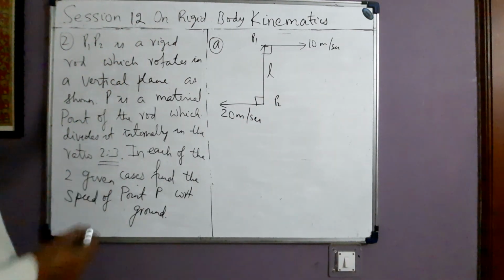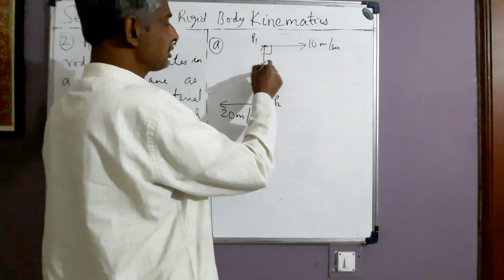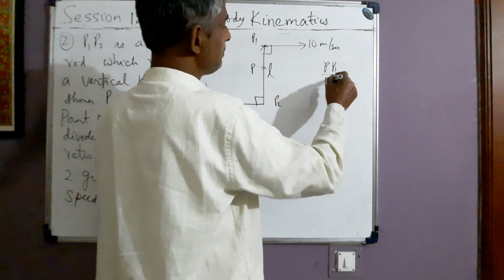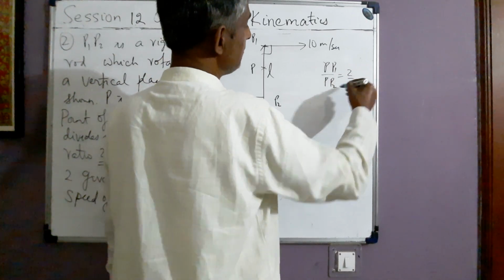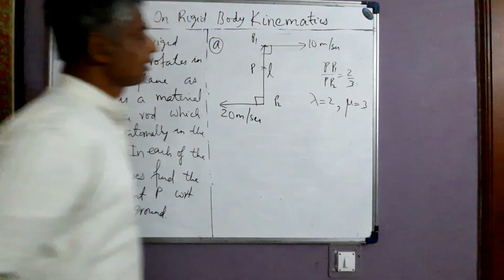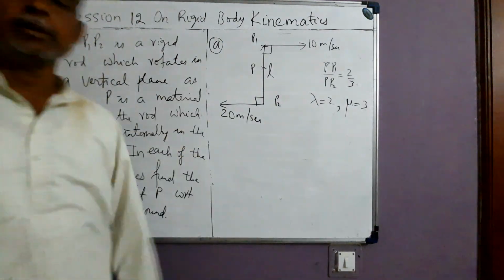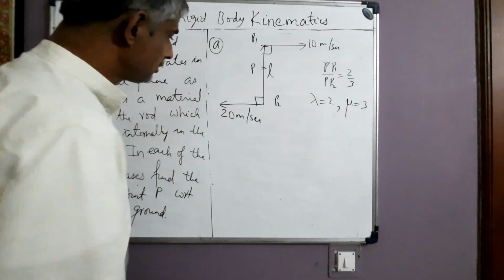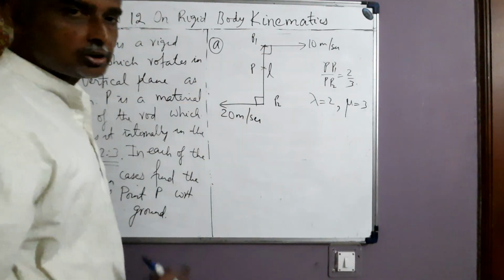P divides it internally in the ratio 2:3, sorry. As given in the data, P1P by PP2 is 2/3. So lambda becomes 2 and mu becomes 3. Now we have to determine the speed of point P. Again we use the section formula for velocity.